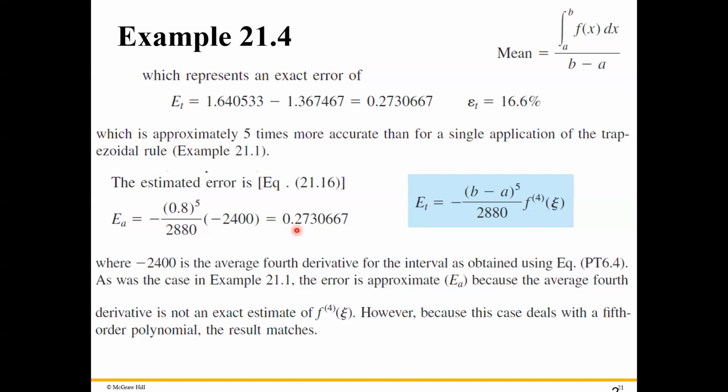Because the average fourth derivative is not an exact estimate, this is an approximate error only, not an exact error. However, because this case deals with a fifth order polynomial, the results match.